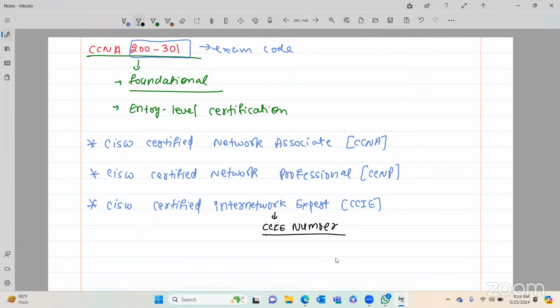But you know that it's a big step, so we have to start step by step. And the first step is again CCNA. This is the first step. Then CCNP and then CCIE. Now Cisco is offering certification in various domains also.